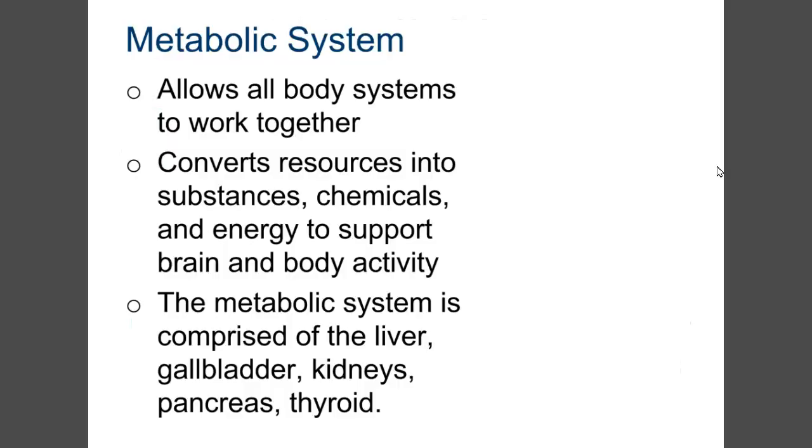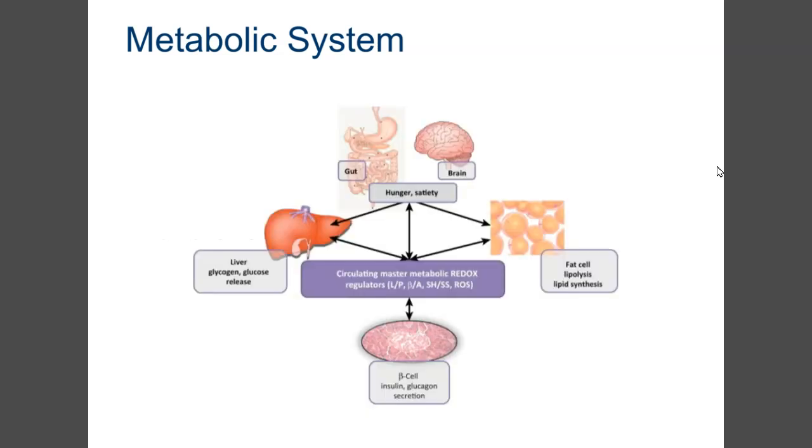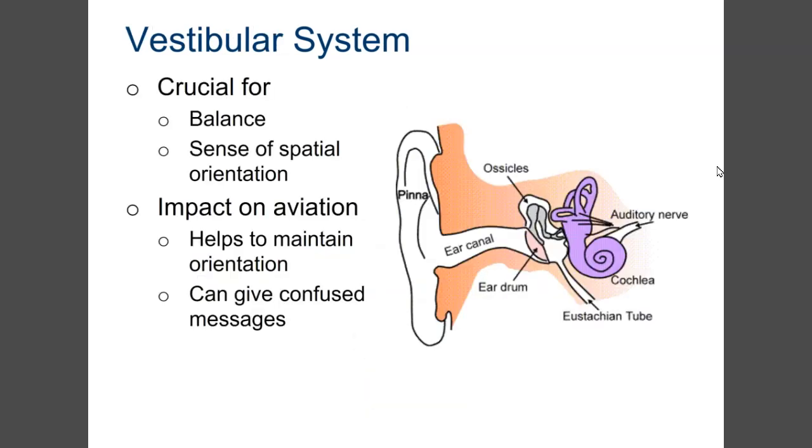You have the metabolic system, which coordinates all of your body systems together. And here's a few of those items. The vestibular system, which is important for balance and your sense of spatial orientation. If you're a pilot and you do not have a good sense of balance or a sense of spatial orientation, you're going to be making decisions based on confused messages.